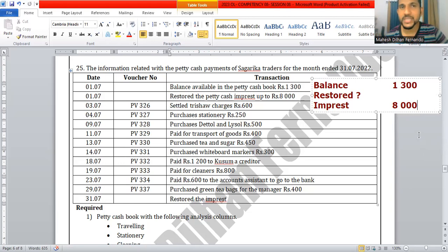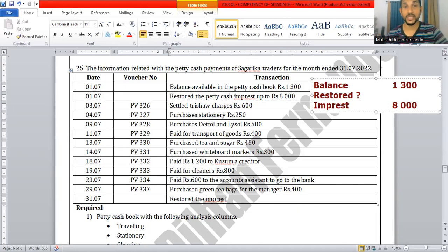What has to be the restored amount? Is it that difficult? The balance of the petty cash book is 1,300. The imprest has to be 8,000. I'm asking how much to be restored?